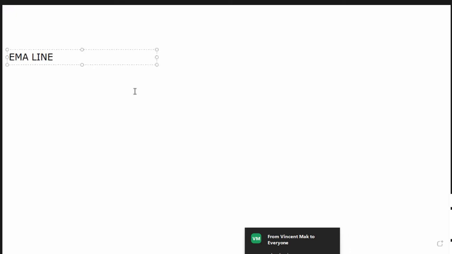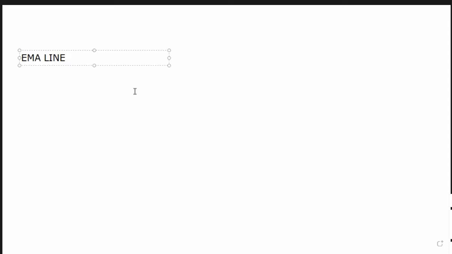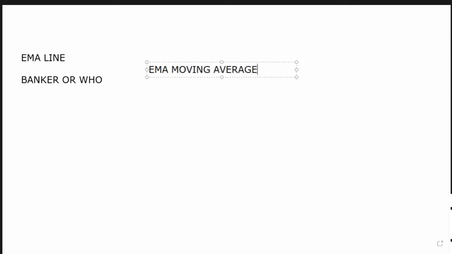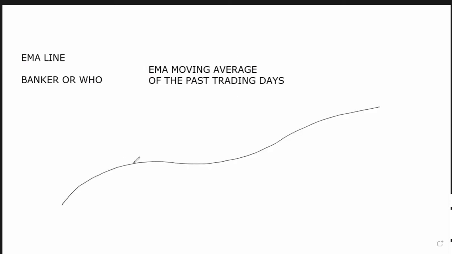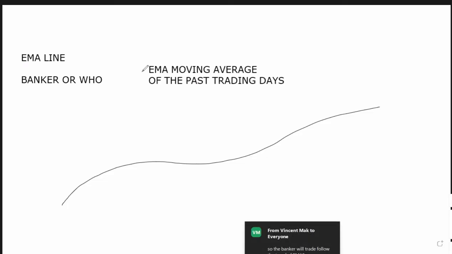The EMA line is not about the banker or who. It's nothing to do with the banker. The exponential moving average is just the moving average of the past trading days. You can set it to 9, 20, 50, 200, these kinds of things. These are quite standard universal settings. We just plot the lines on the chart. No one determines it.